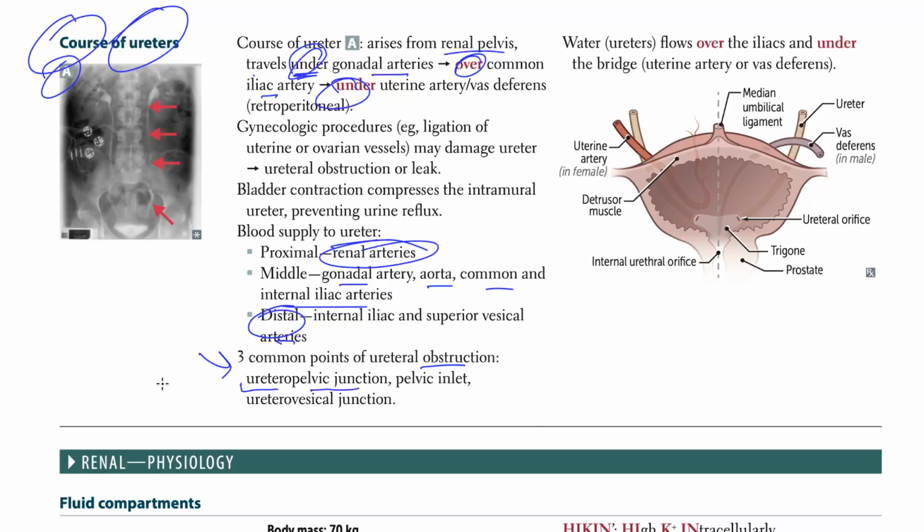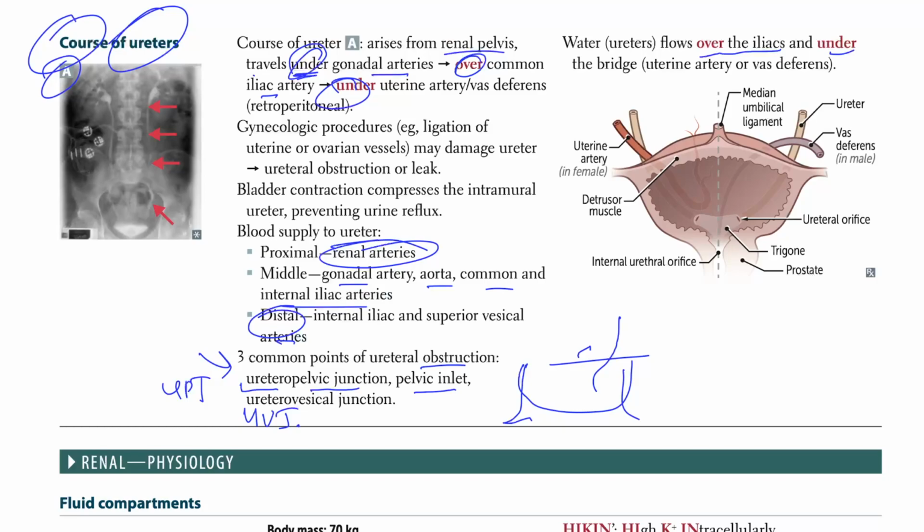And then the three common points of ureteral obstruction, where it can get obstructed, is either in the uretero-pelvic junction, UPJ, pelvic inlet while it is coming into the pelvis. Let's say this is the pelvis and it's the inlet, or in the uretero-vesical junction. Looking at the picture on the right side, so water, that's a mnemonic here. Water flows over the iliacus and under the bridge, uterine artery or the vas deferens.